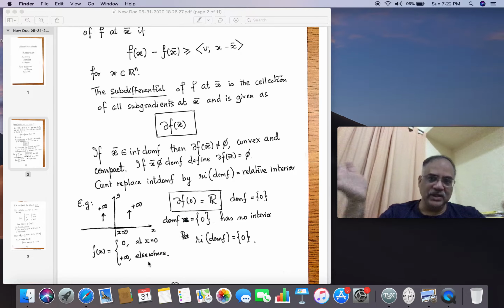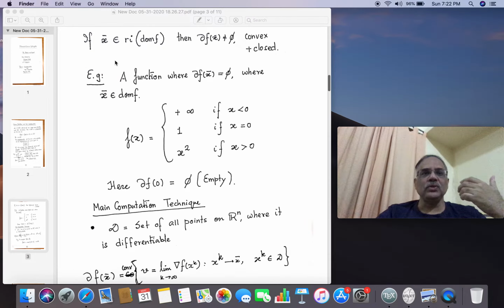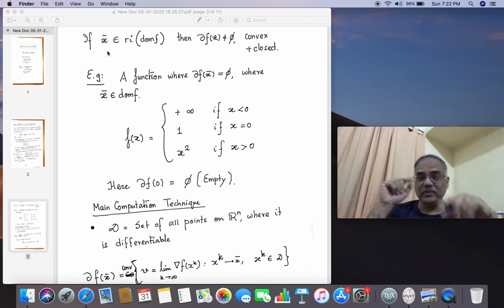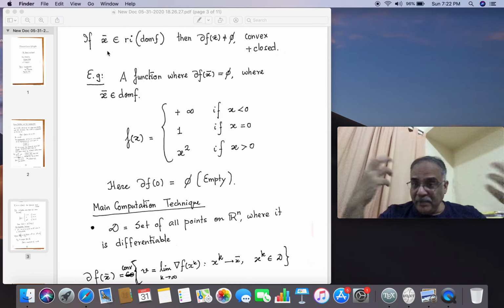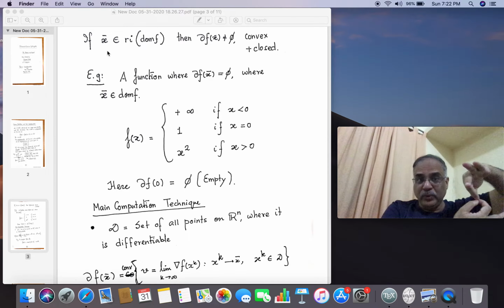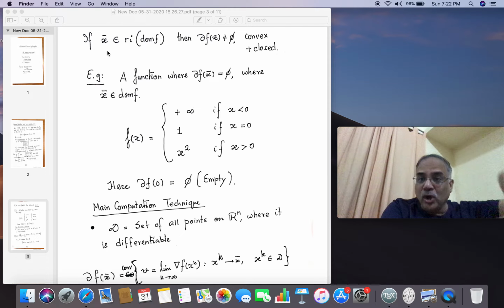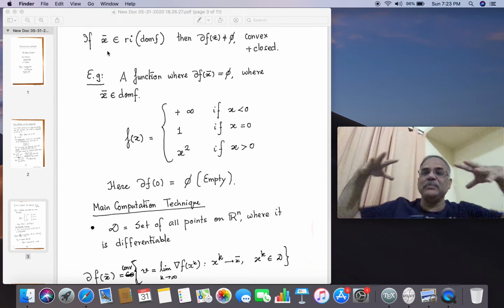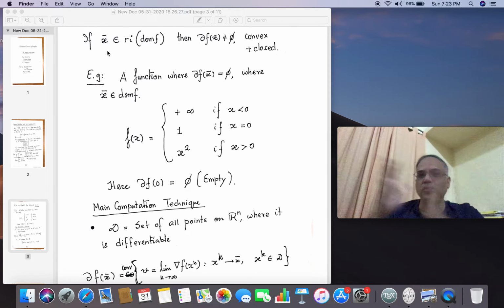Closedness of subdifferentials you can easily prove, and convexity of the subdifferential set at a given point you can easily prove. So we will not get into the details of proving those things. So what happens if you have x bar in the relative interior of dom F, not in the interior, then del f(x bar) is not equal to empty set, convex plus closed, but boundedness won't come. There can be points which lie in the boundary of the dom F where there can be problems, where you may not have the luxury of having a non-empty subdifferential. So coming inside the interior makes things better. That's the key idea that you should take over.